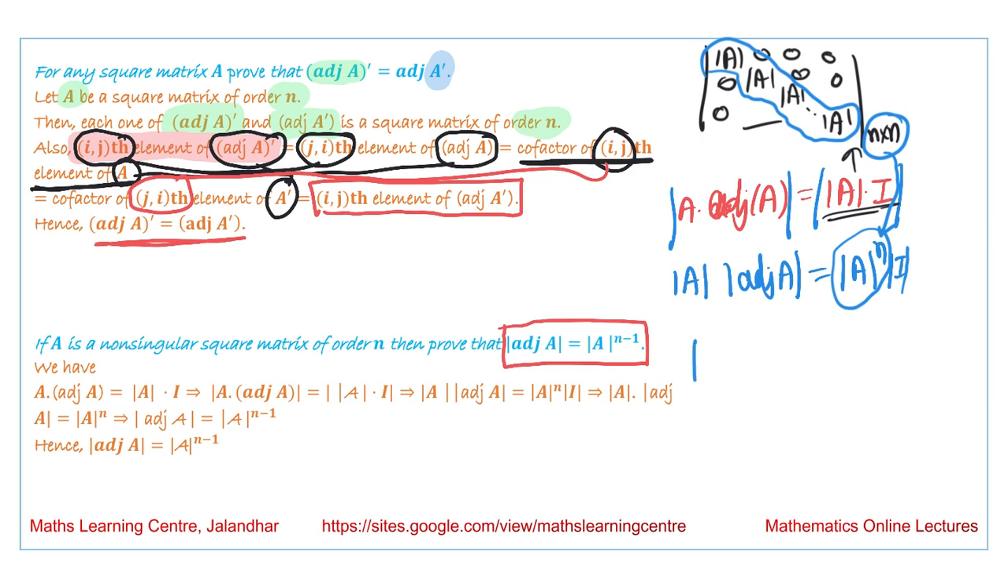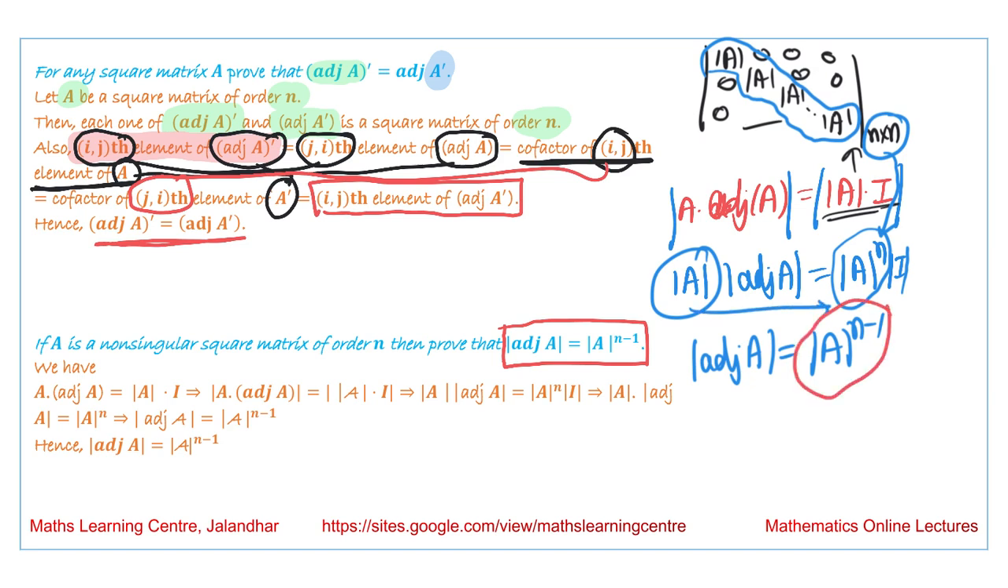So from this result we can write determinant of adjoint A is equal to determinant of A raised to the power n minus 1. We divide this term to the other side and get the answer in this form: determinant of adjoint A is equal to determinant of A raised to the power n minus 1.